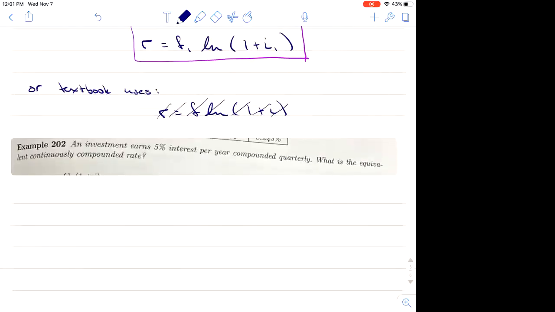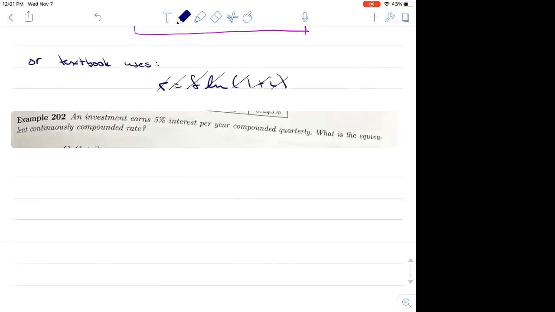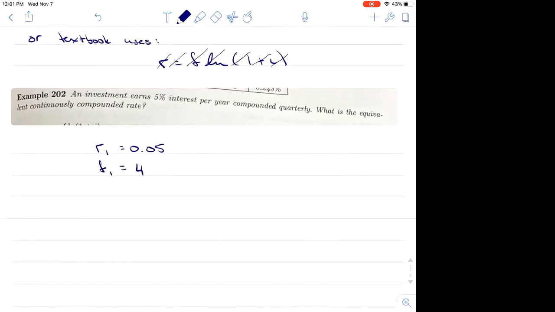An investment earns 5% interest per year compounded quarterly. What is the equivalent continuously compounded rate? So we know that R1 is 0.05. F1 is quarterly, so 4. If we know R and we know F, we can find I1, which is R over F, which is 0.05 over 4, 0.0125.